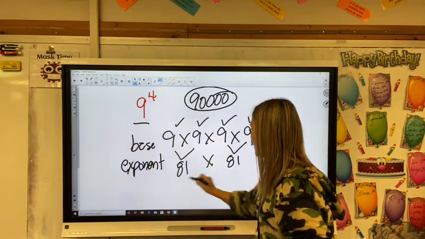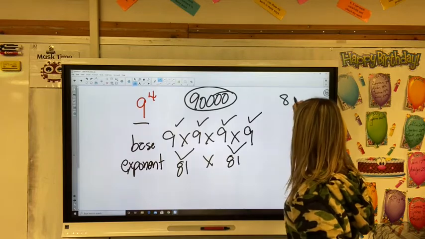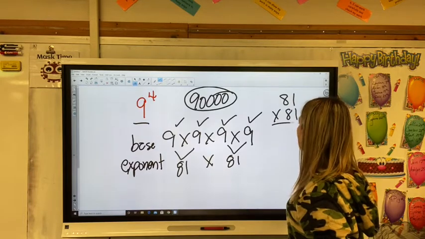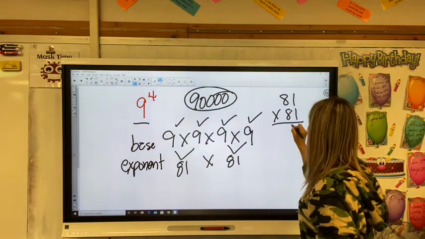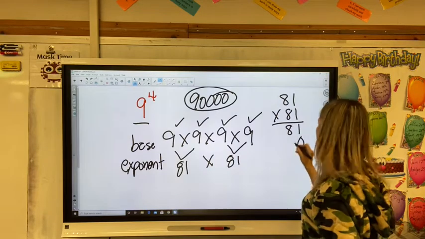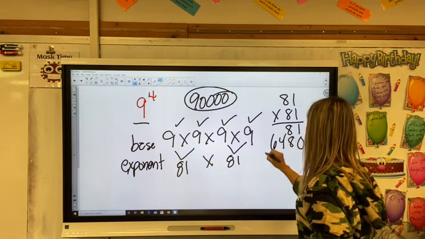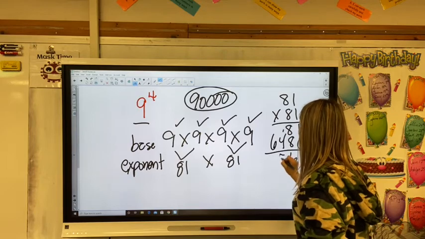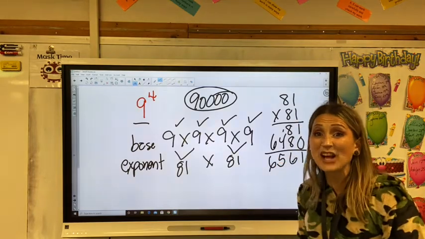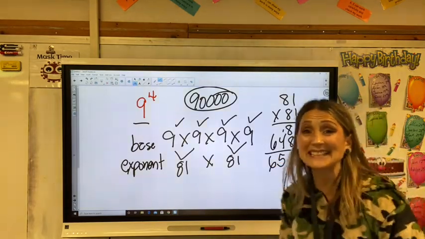Now I just need to multiply 81 times 81. And 81 times 81, Mrs. P is going to multiply this out really quick for us. Add my placeholder. And the answer, sixth graders, is really 6,561.